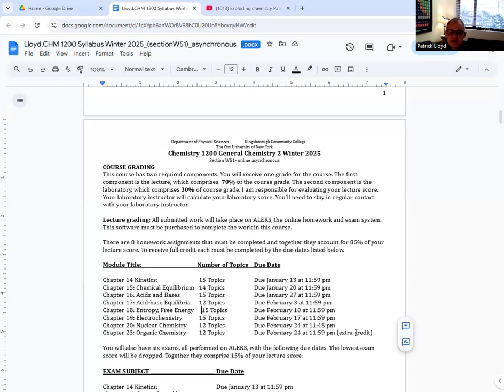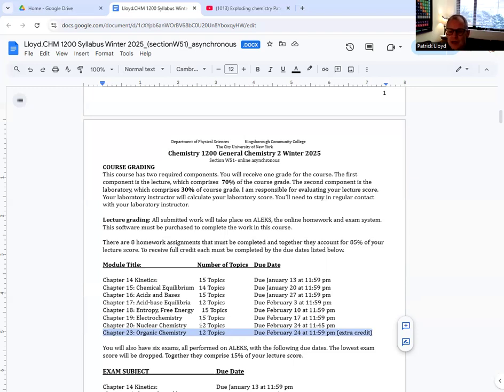The last one is organic chemistry. That's chapter 23. That one is extra credit. And you'll note that it's due the same day as chapter 20, nuclear chemistry. So if you do intend to perform that extra credit of organic chemistry, you will need to complete the nuclear chemistry homework early. If you don't complete that one early, you will not have time to do the organic chemistry one.